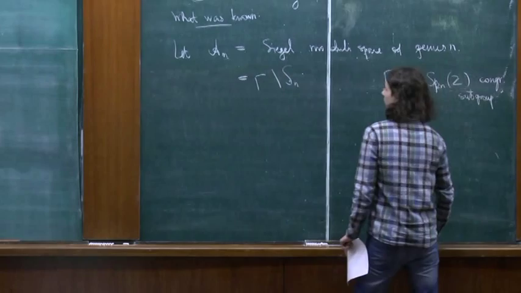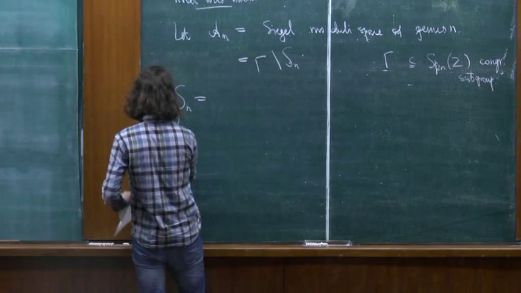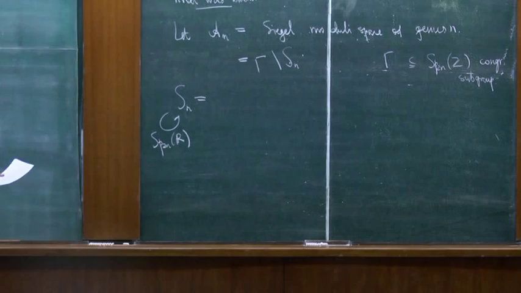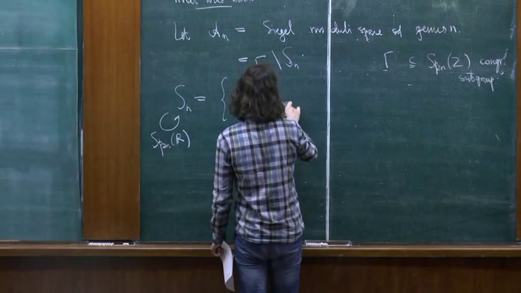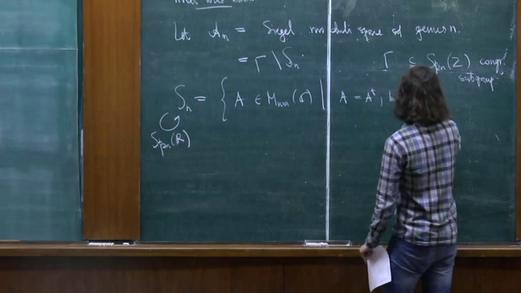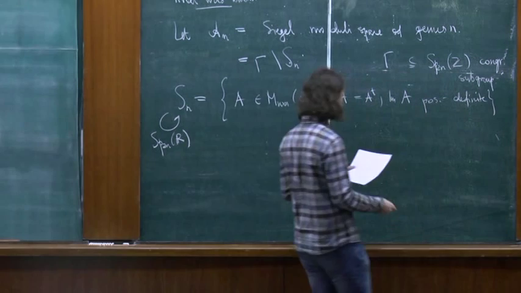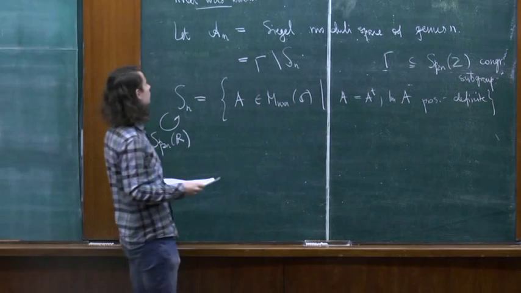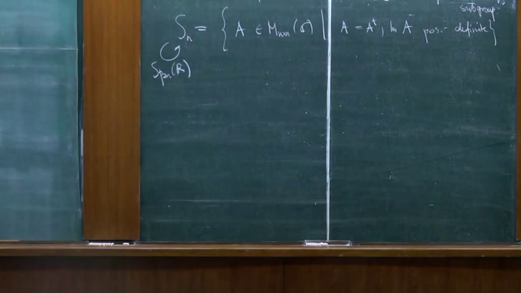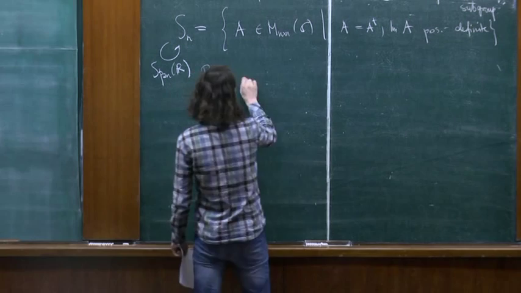And S_N is a Siegel space, so it comes equipped with an action of the symplectic group. So it's a set of complex N by N matrices which are symmetric, and whose imaginary part is positive definite. So if I specialize this to the case N equals 1, which maybe in view of the theorem is not the most interesting case, but anyway, A_1 is just a modular curve introduced earlier.